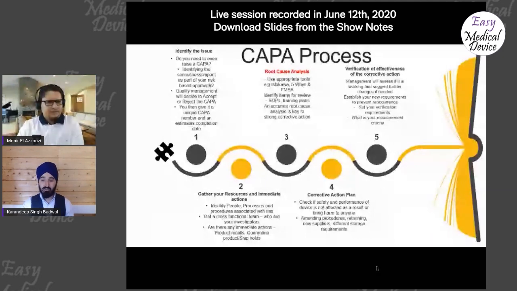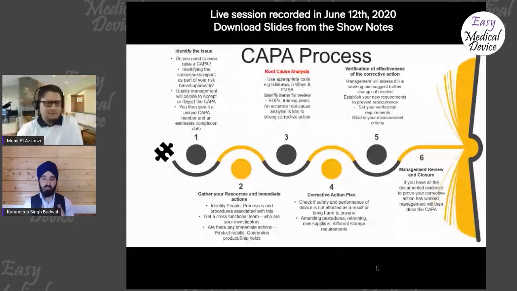And then the final step, of course, is once you're happy with what everything's gone through, you've verified everything works, a management review and closure. So you gather up all of your documentation, you show this to your management saying, look, this was our root cause analysis, this was our corrective action plan, and most importantly, this is the paperwork that I have and the verification to prove that it works. And at that point, you can close the CAPA and you can relax if you've done it properly.